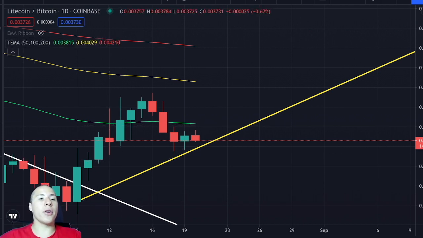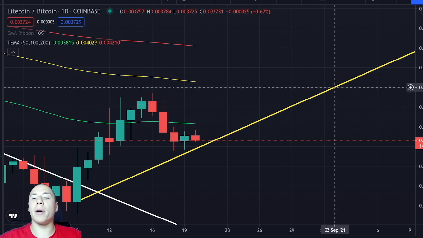So let's get a little bit further by taking a look at the Litecoin compared to the US dollar chart.